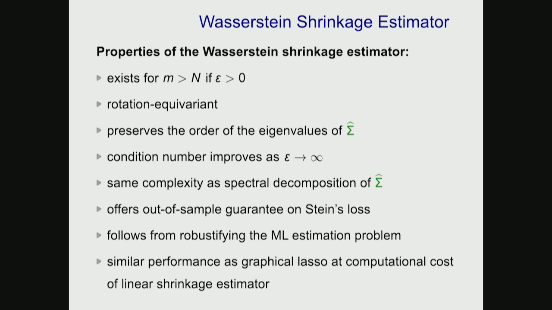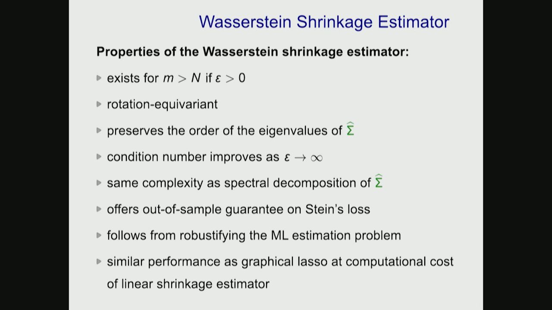It exists even if n is bigger than n, as long as the radius of our Wasserstein ball is strictly positive. So it's always available. It always gives us a precision matrix and a covariance matrix. It is rotation equivariant. One can also prove that it preserves the order of the sample eigenvalues. That's another good property, according to Charles Stein, that any decent estimator should satisfy. We can also prove that the condition number of this estimator improves as the level of robustness increases.